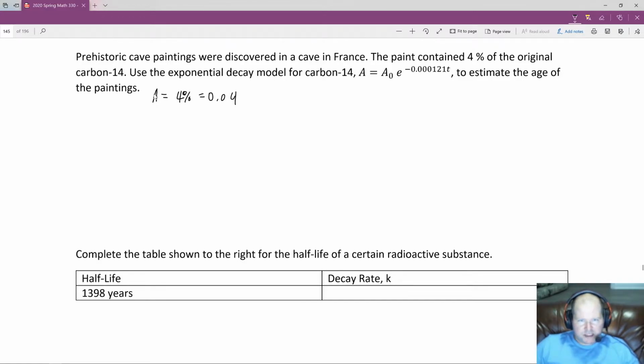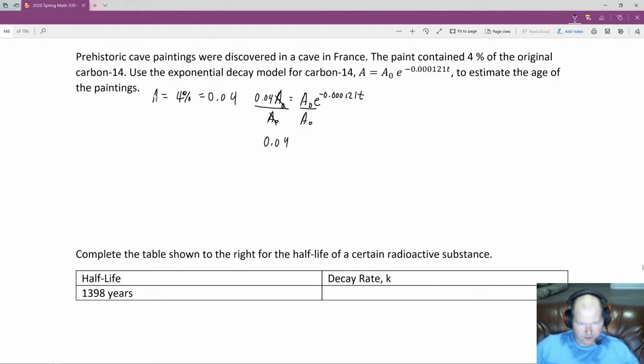So we could simply rewrite this equation of A is equal to A initial e to the negative 0.000121 t, except this, instead of being an entire part, is going to be 4%, or 0.04 of the original. Next step, you're simply going to divide both sides by A initial. So it goes away, and that goes away.